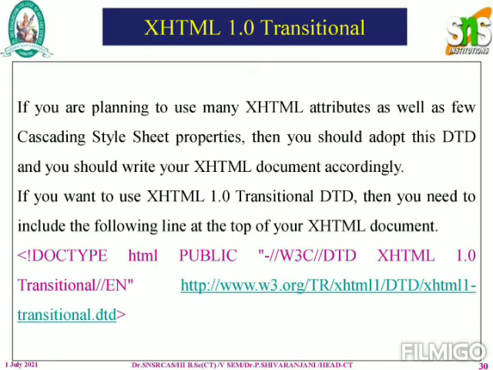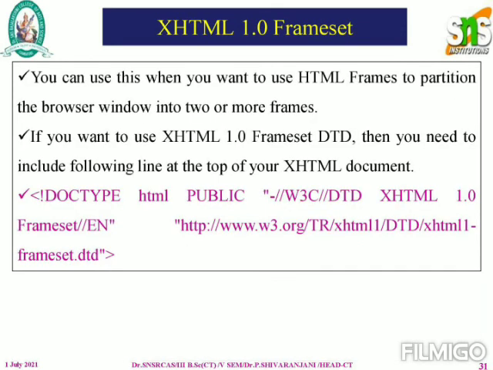The next one is XHTML 1.0 Frameset. You can use this when you want to use HTML frames to partition your browser into two or more frames. If you want to use XHTML 1.0 Frameset, you need to include the following line at the top of your XHTML document.